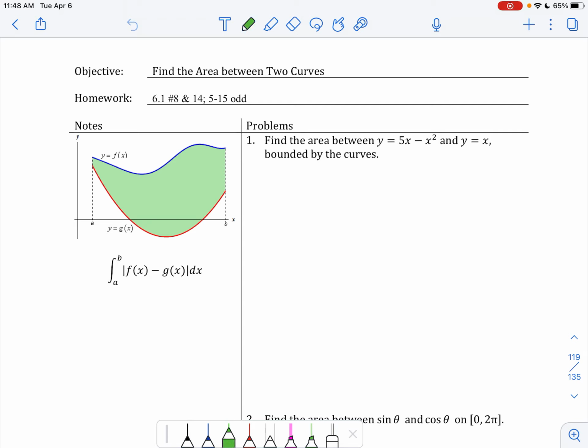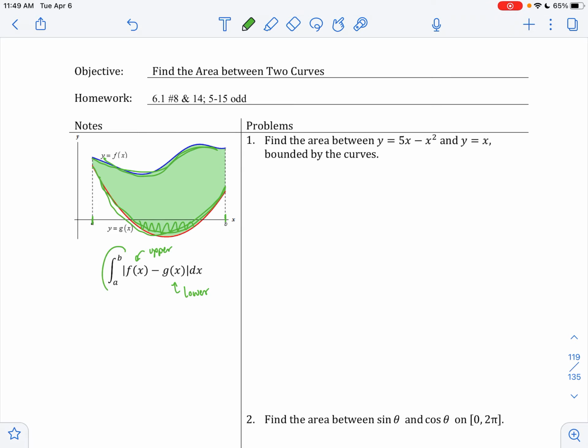Or if you do know, all you want to do is set them up as a subtraction problem where you have f of x, the upper curve, right? It's above the area here, minus g of x, which is the lower. And so that's the lower part of the curve here. Don't worry about the fact that it crosses the axis. The subtraction will take care of that just fine. From a to b. And that gives us the bounds of our integral.